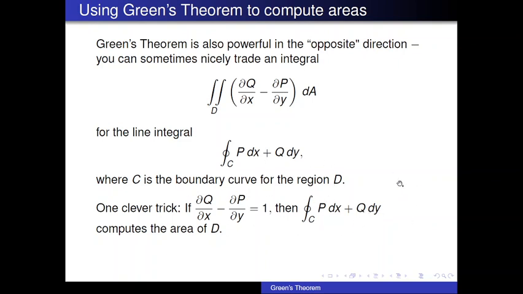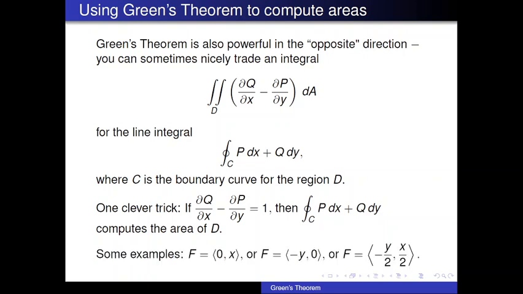Very clever. So let's see an example of one of those. Here are some examples of choice vector fields, big F, that satisfy this property, that the partial derivative of Q with respect to x minus the partial derivative of P with respect to y equals 1. One choice is to have 0 in the first component and x in the second component. Another possible choice would be to have minus y in the first component and 0 in the second component. And still one other choice would be to have minus y over 2 in the first component and x over 2 in the second component. These are not the only choices of big F, but these are some popular ones.